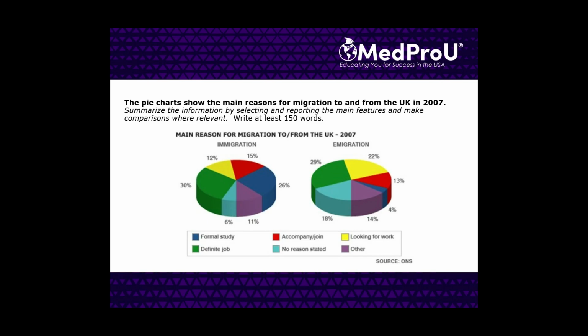So now, okay, we're done with the introduction. For the overview, what is the main reason for migration? What can we group together in this pie chart? Vida, the pie charts illustrate why people move to and from the UK. Period. Okay, don't forget. Okay, correct. So now, maybe we can group them together, this pie chart.